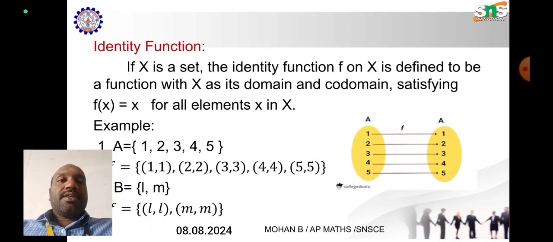If X is a set, the identity function f on X is defined to be a function with X as its domain and codomain, satisfying f(x) = x for all elements x in capital X. See, here an example is given. A = {1, 2, 3, 4, 5}, and 1 to 1, 2 to 2, 3 to 3, 4 to 4, 5 to 5. This is purely a name; it's called a doublet.